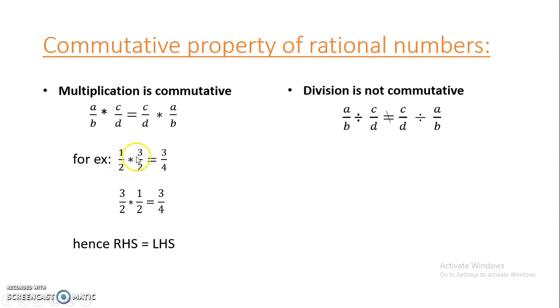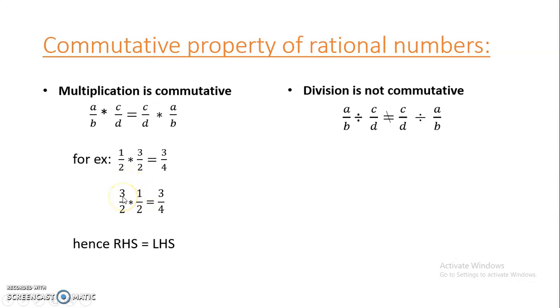Here 1 by 2 and 3 by 2. These are getting multiplied. So just multiply the numerator with the numerator. We'll get 3. Here the denominator multiplied with the denominator will get 4. So 3 by 4. Now we'll change the order of multiplication. So we have kept this 3 by 2 ahead and 1 by 2 behind.